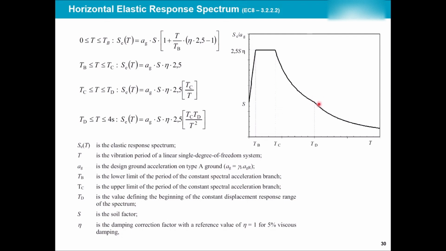In some codes, for example in American codes, there is a high chance that you won't have TD. In some codes like Eurocode, they have introduced TD as well. But in most codes, you will definitely have the acceleration or peak ground acceleration, TB and TC.